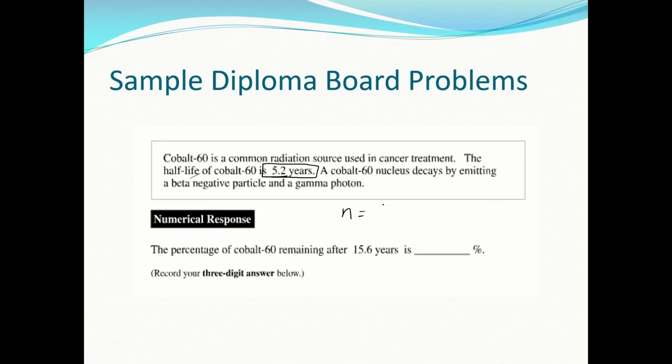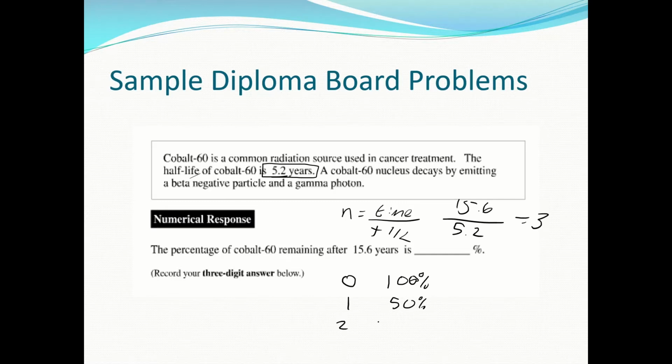Well, we can figure out our half-lives. Our time is 15.6 years, and 5.2 years is our half-life, so that's going to be 3. Right, so you can see it's in terms of percentages. At 0, you're going to have 100%. At 1, you're going to have 50%. At 2, you're going to have 25%. And at 3, you'll have 12.5%. So that's our answer, 12.5%.